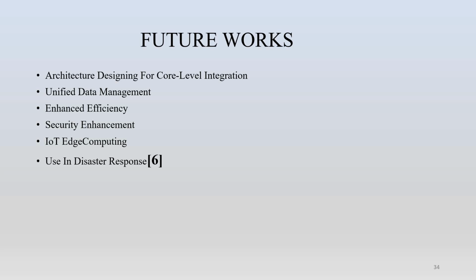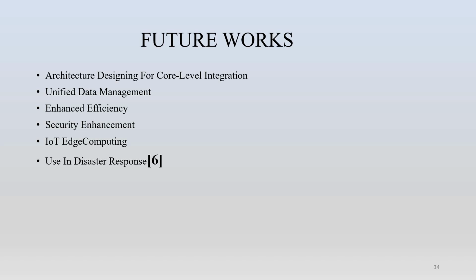So the other one is enhanced efficiency. In the context of architecture designing, this would focus on optimizing processes and workflows to improve overall system performance. This might include streamlining communication between different modules, optimizing algorithms, or implementing parallel processing to handle tasks more efficiently. Those were about the enhanced efficiency.